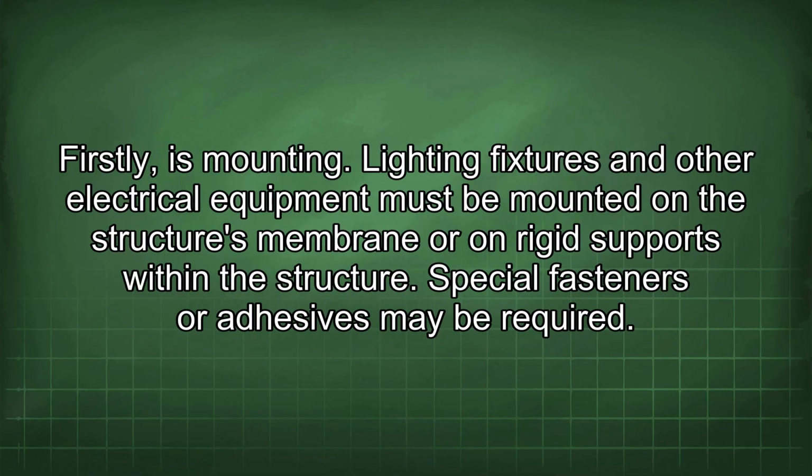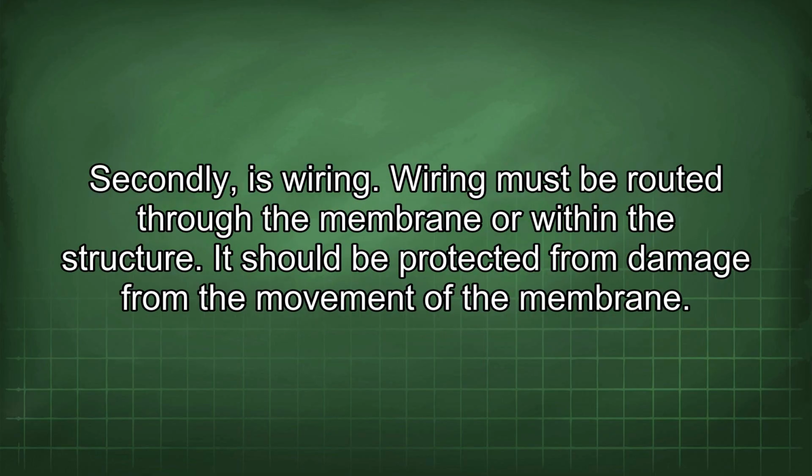Firstly is mounting. Lighting fixtures and other electrical equipment must be mounted on the structure's membrane or on rigid supports within the structure. Special fasteners or adhesives may be required. Secondly is wiring. Wiring must be routed through the membrane or within the structure. It should be protected from damage from the movement of the membrane.